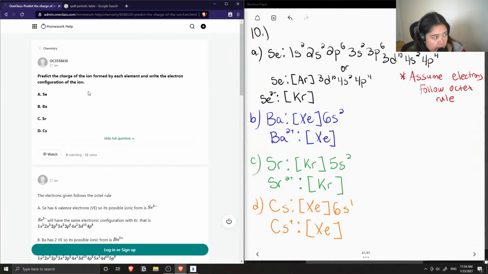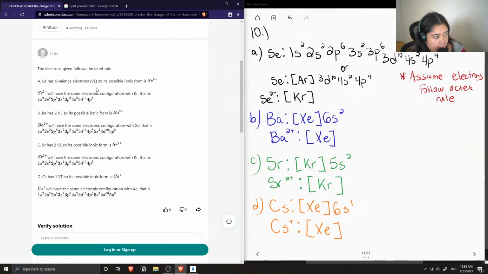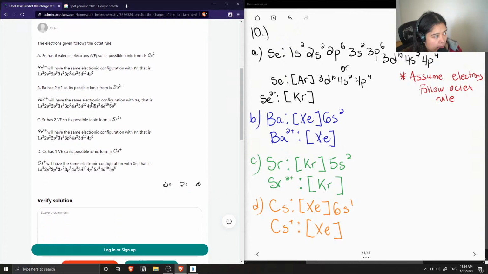So now let's see what the junior tutor said. The electrons given follows the octet rule. So selenium has 6 valence electrons, so its possible ionic form is selenium 2 minus. So they said that it'll have the same electron configuration with krypton, 1s2, 2s2, 2p6, 3s2, 3p6, 4s2, 3d10, 4p6. So for barium, its possible ionic form is barium 2 plus, and they wrote out the whole thing. It'll be the same electron configuration with xenon.